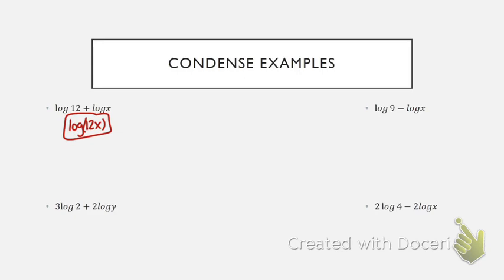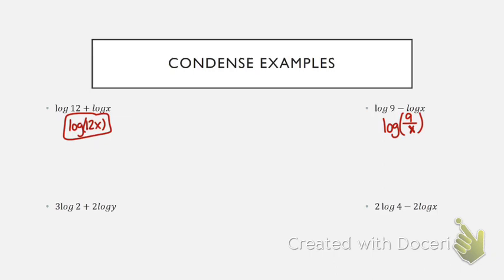The second example, I have log 9 minus log x. So I have two logs. There's a subtraction sign in the middle, which means when I combine these, I'm going to divide the two inputs. If there's two logs being added, you multiply the inputs to combine to one log. If there's two logs being subtracted, you divide the inputs to combine to one log.